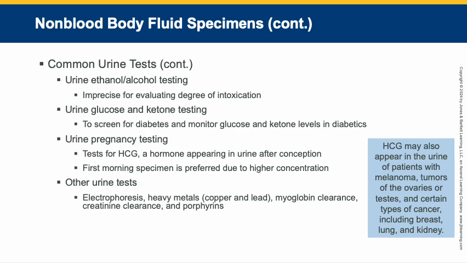Some other tests that can be done are heavy metals. You can test for copper and lead, myoglobin, creatinine clearance, and porphyrins. Look at the little blue box on this slide. HCG can also appear, so you think about it being the pregnancy hormone, but it can also appear in the urine of patients with melanoma, tumors of the ovaries or the testes, and also certain types of cancer like breast cancer, lung cancer, and kidney cancer. They can show up positive for this HCG.